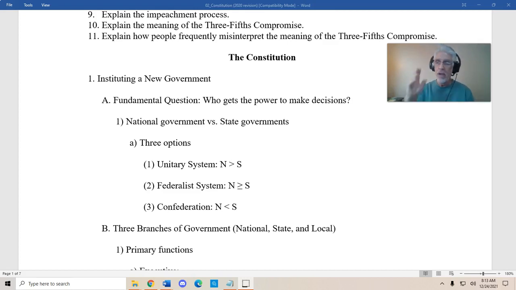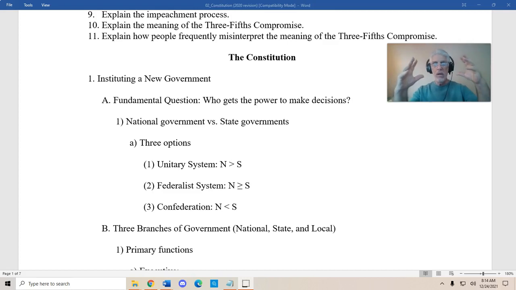Well, the unitary system is what they just got out of, where the British government was telling the colonies what to do, and they didn't really listen to what the colonies were saying. They were just imposing their views and policies on the colonies. You've probably studied about the Stamp Act, things like that, where rules and laws were imposed on the colonies in a unitary type system.